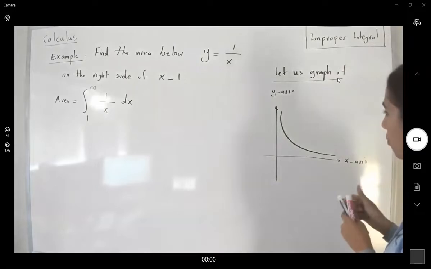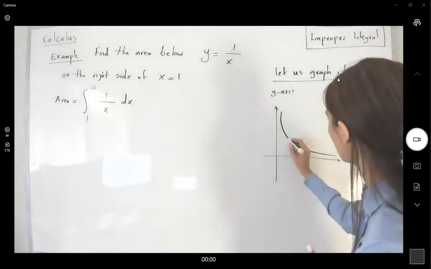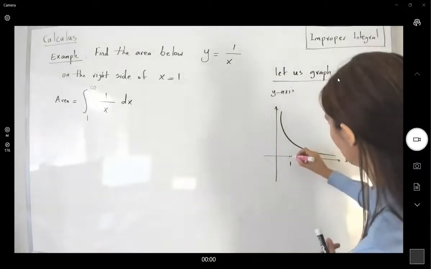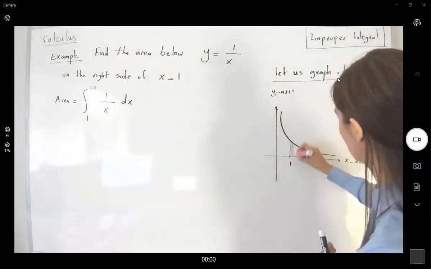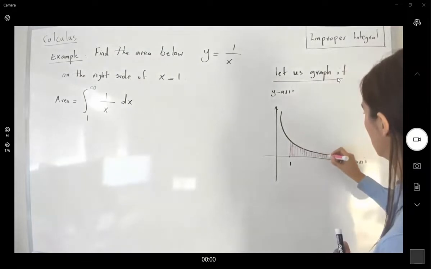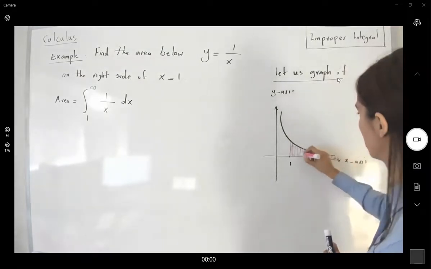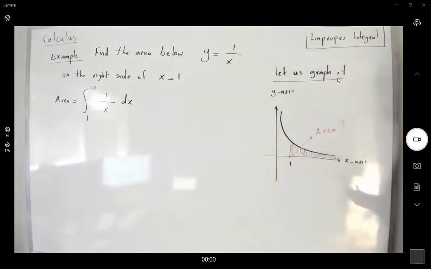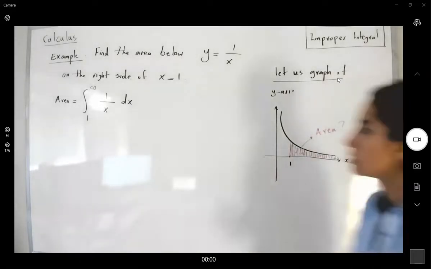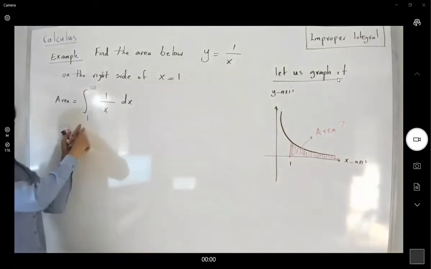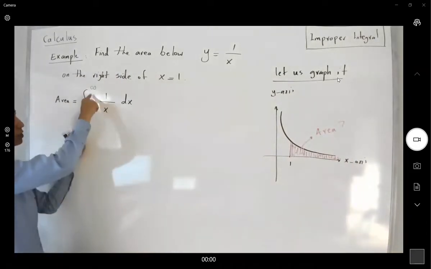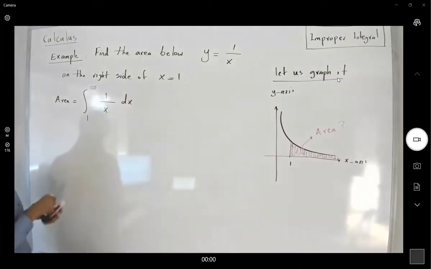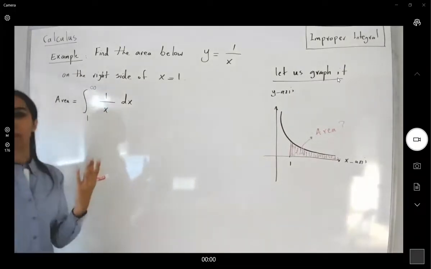And we want to know what's the area on the right-hand side of x equals 1. So this is 1. This is the area that we want to calculate. What is this area? Okay. So we are calculating the improper integral from 1 to infinity of the function 1 over x dx. Well, let's apply the methods that we learned.